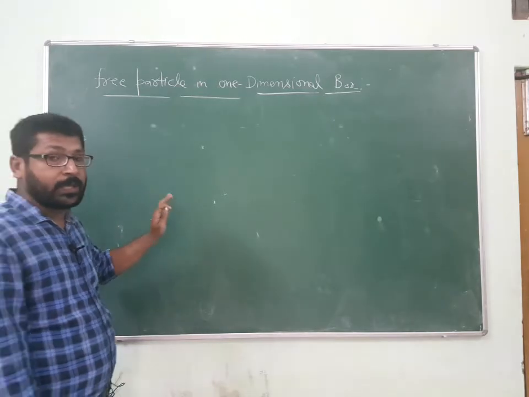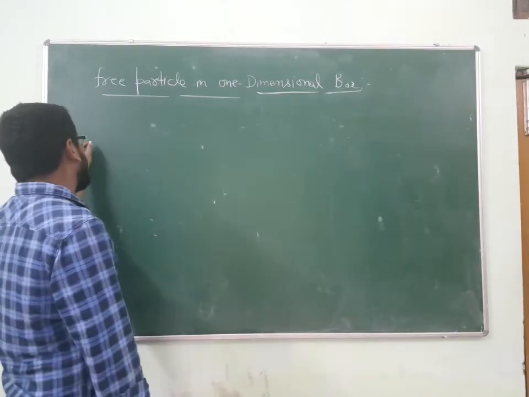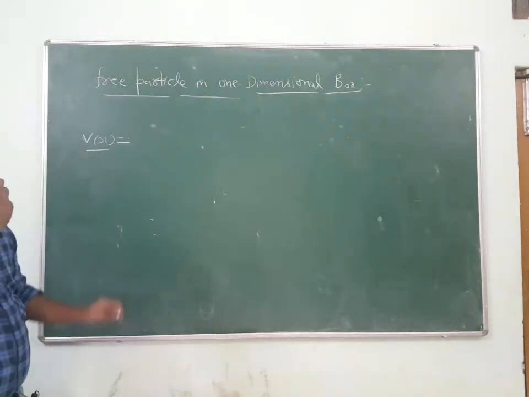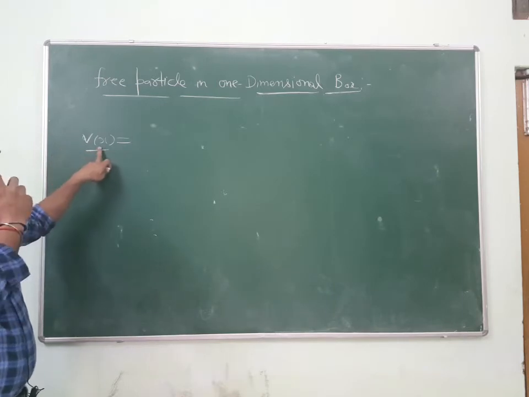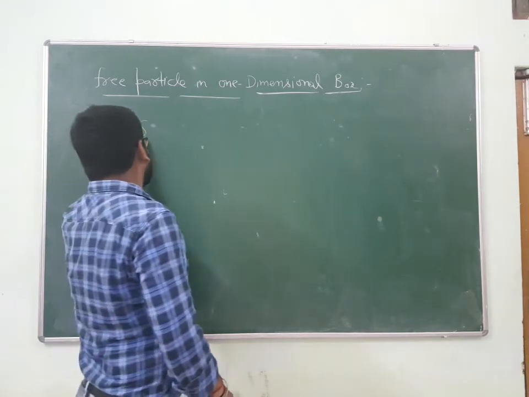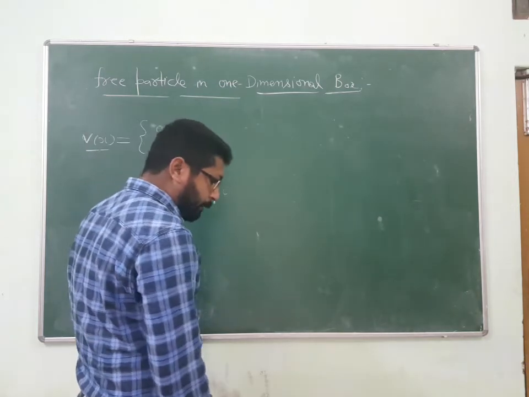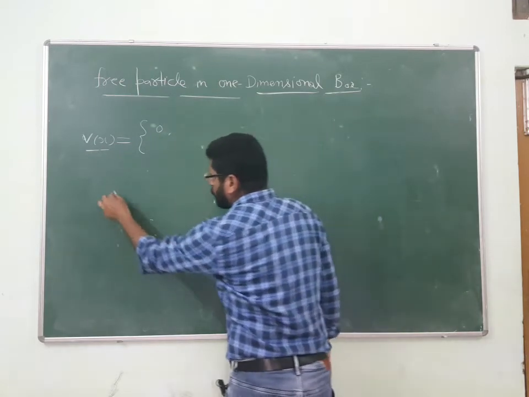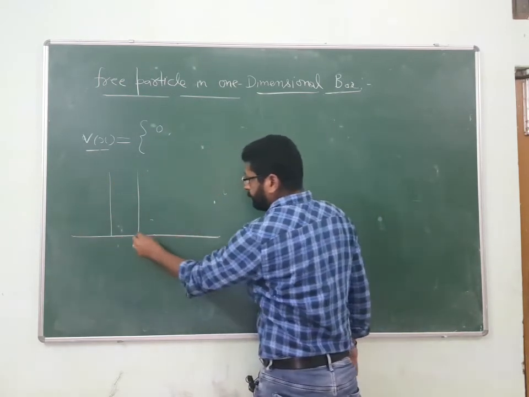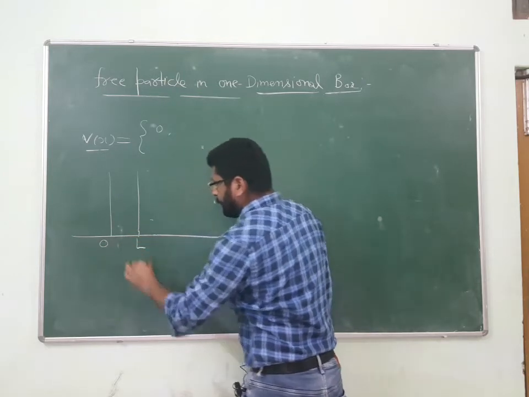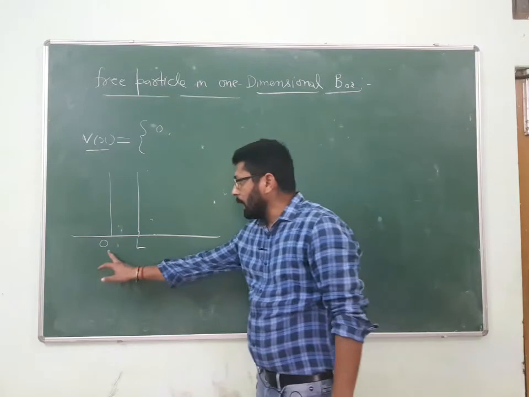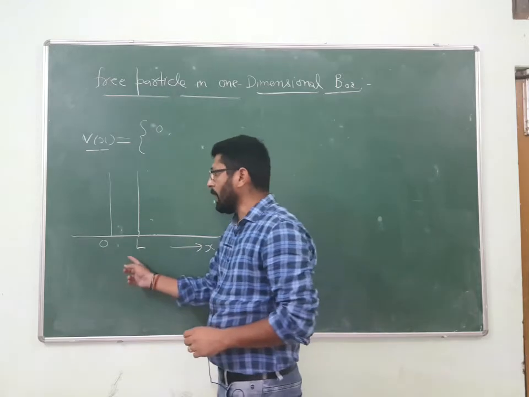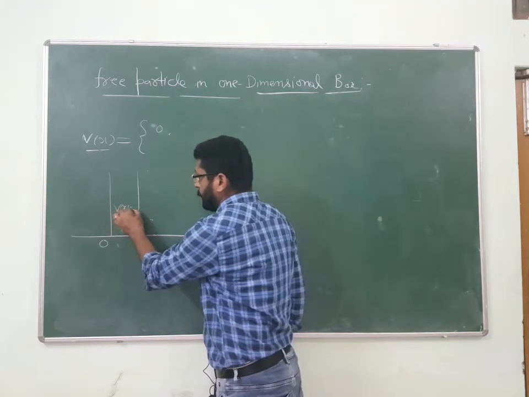So for this problem, the potential function can be described like this. We can write V(x). V is a potential function and it is a function of x only. And this function is 0 when the particle is in the box. Suppose we have a box of length L. This is our box at x equal to 0 and this is at x equal to L. So between 0 and L the potential is 0.